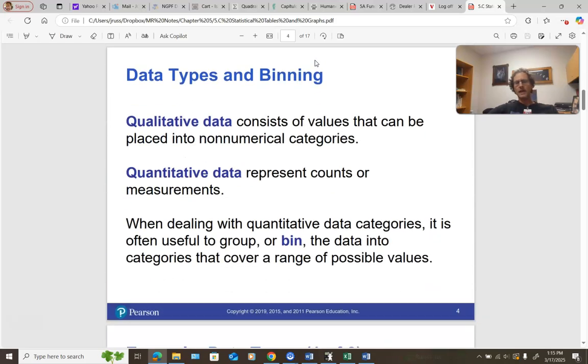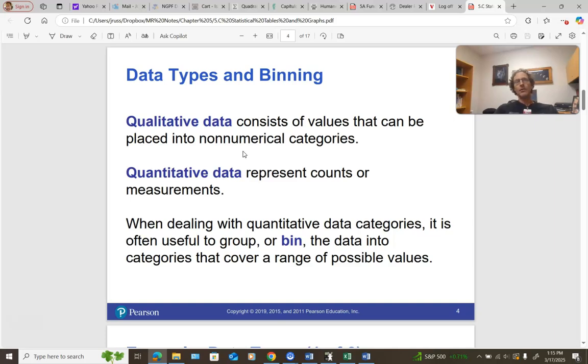Okay, so let's talk about data types. This is what I started to mention earlier, but there's 2 types of data. Qualitative. So when I see qualitative, I think of quality. Qualitative data consists of values that can be placed into non-numerical categories. So that example that I gave you about a person's favorite color or favorite flavor of ice cream, okay?